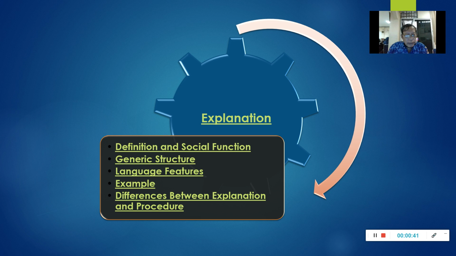This time I'm going to talk about this text based on these stages. First, I would like to talk about the definition and social functions of the text, and then later on the generic structures of the text, language features of the text, examples of the text, and finally the differences between explanation and procedure text.